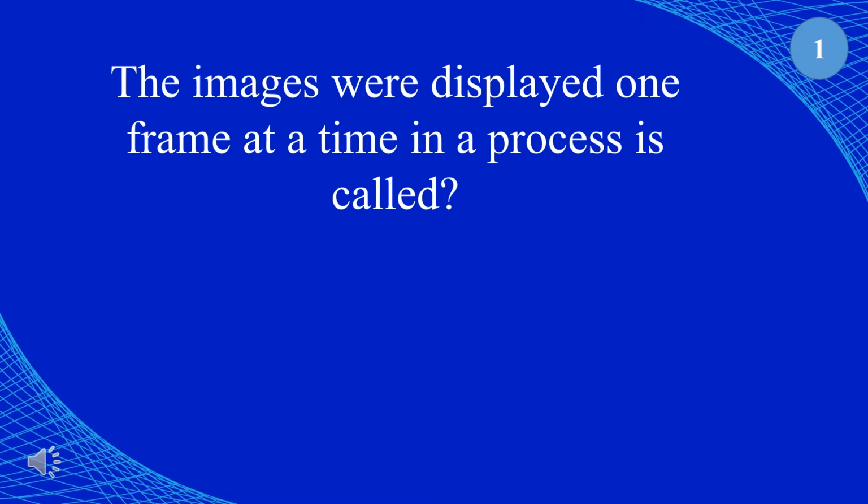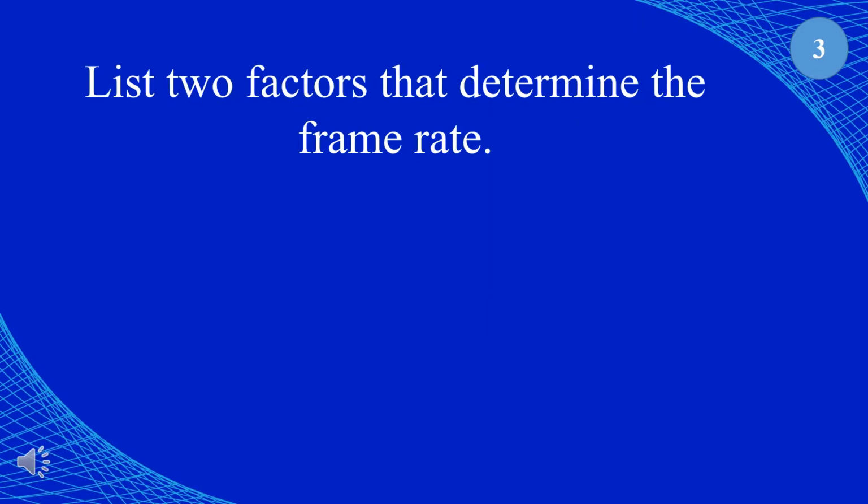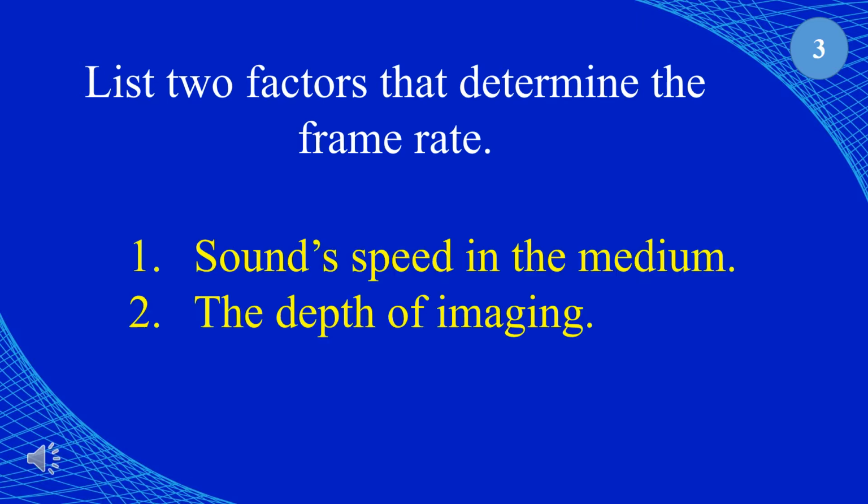The images were displayed one frame at a time in a process is called what? It is called static scanning. The ability to create numerous frames each second is called what? It is called frame rate. List two factors that determine the frame rate. They are, 1. Sound speed in the medium. And 2. The depth of imaging.